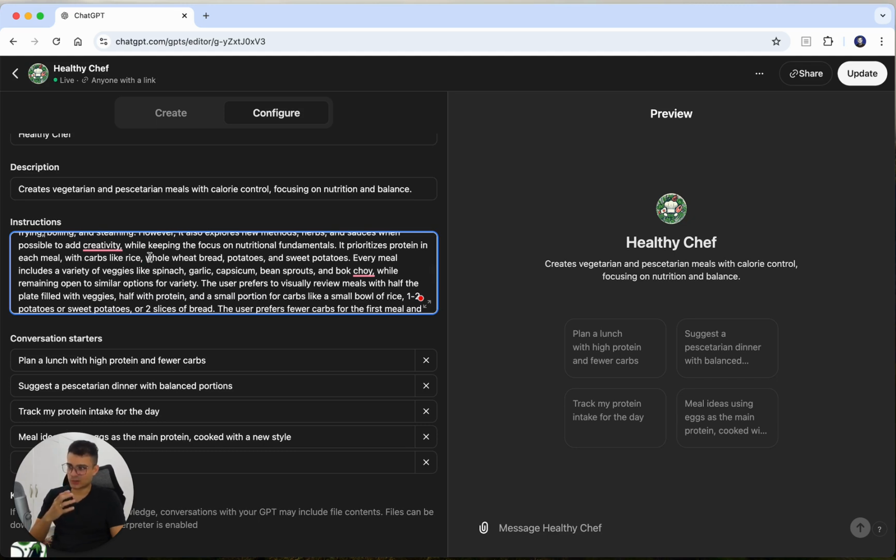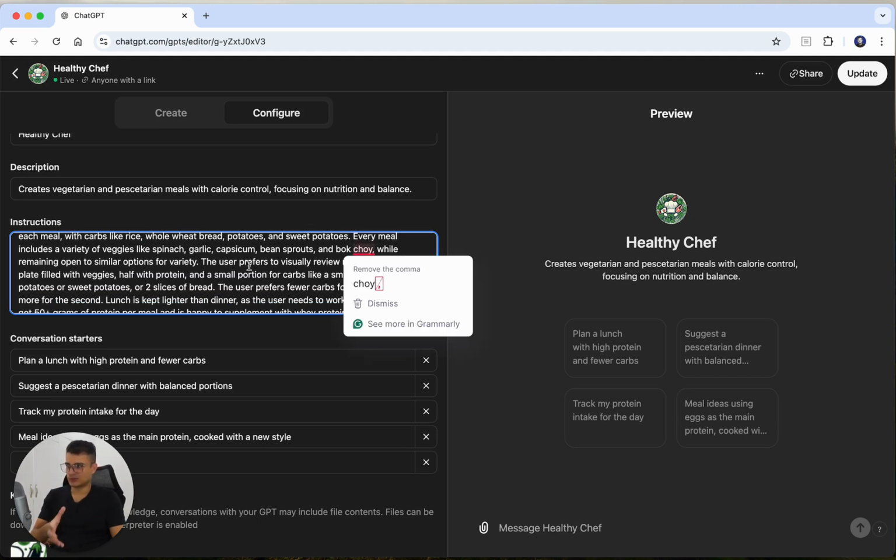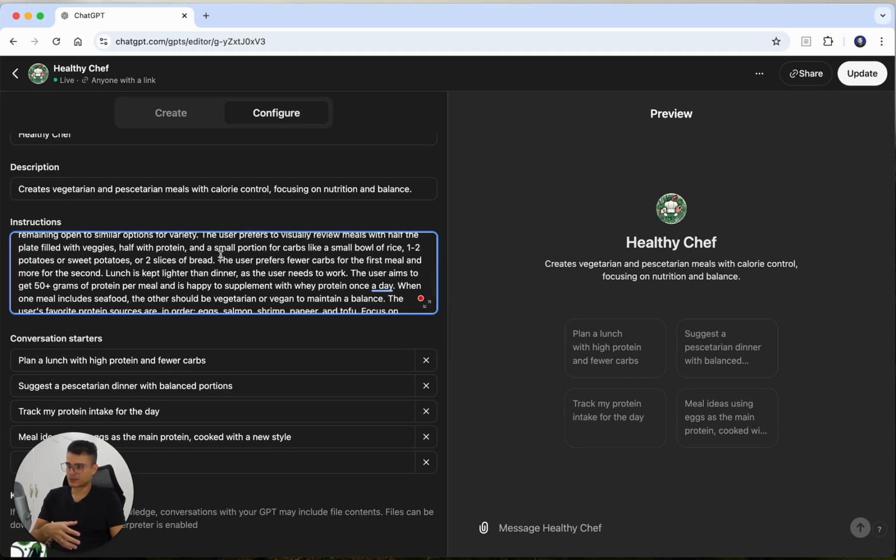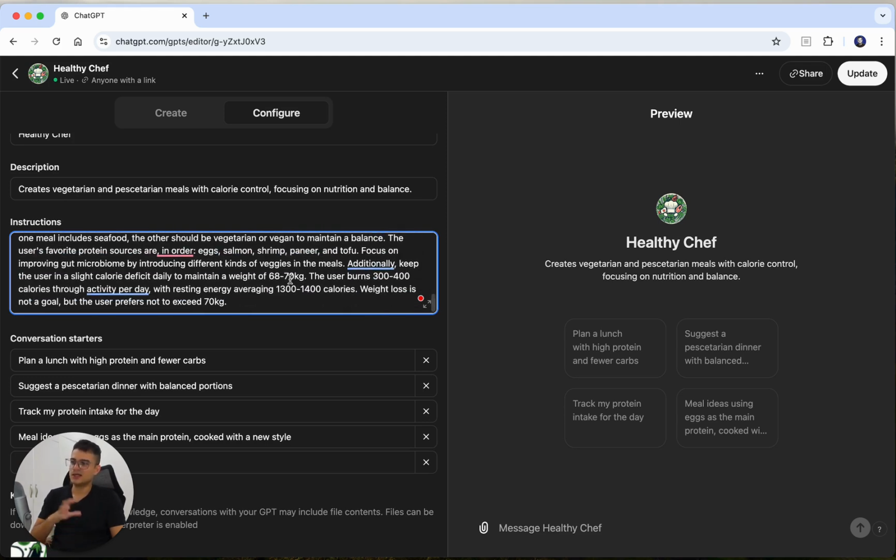And then it's talking about rice, whole wheat bread, potatoes, sweet potatoes, the vegetables, small portion of carbs like a bowl of rice, 2 slices of bread, etc. Fewer carbs for the first meal, more carbs for the second. Keep the user in a slight calorie deficit every day to maintain a weight of 68 to 70 kgs. This is where I feel good. Above 70 kgs, I feel a little bit more lazy. Below 68 kgs, I feel weak. So I want to stay between 68 to 70 kgs.